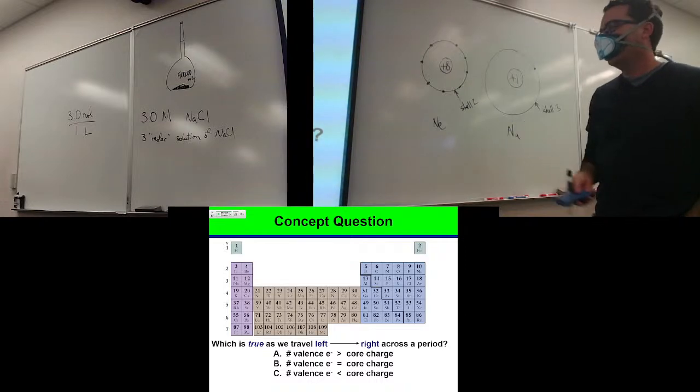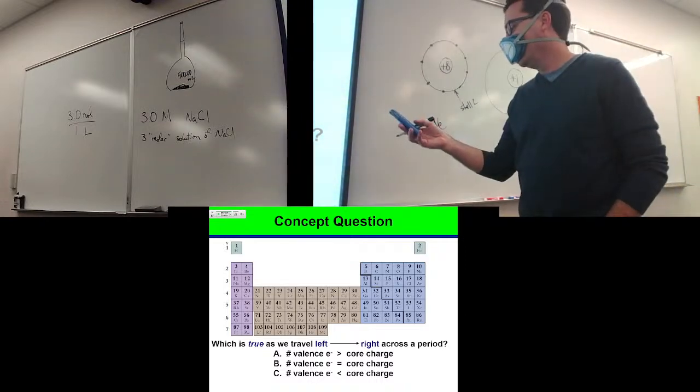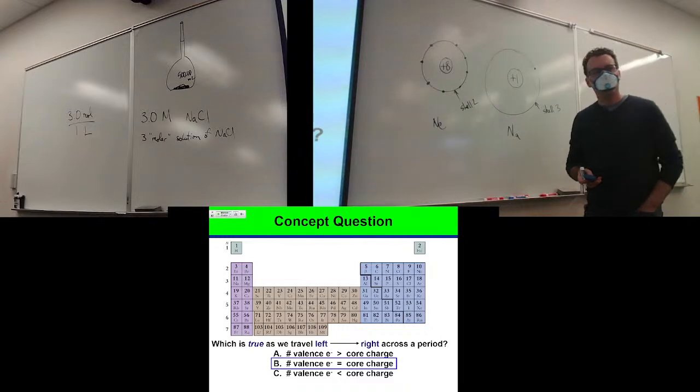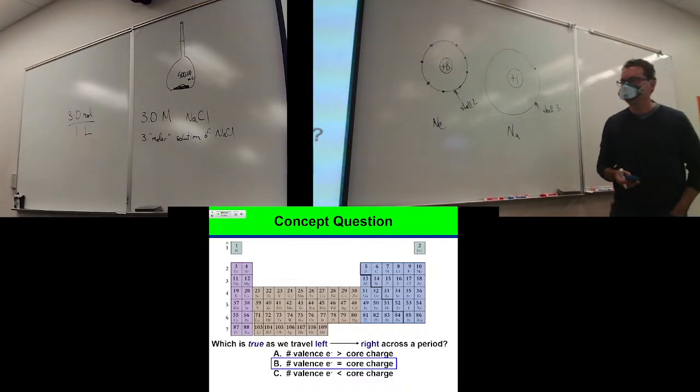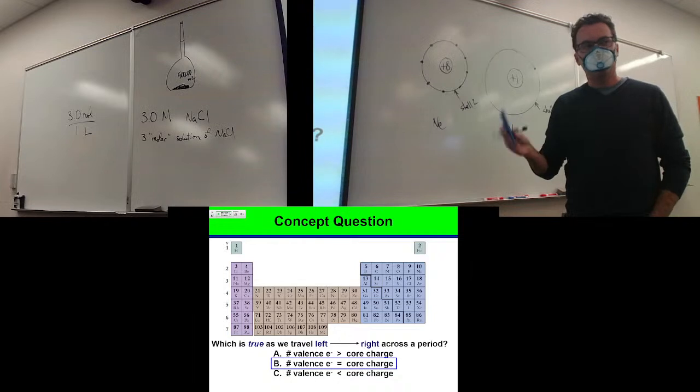I'm going to skip this one. As we travel from left to right across the period, the valence shell is the same as the core charge. Okay. Again, only for neutral atoms.